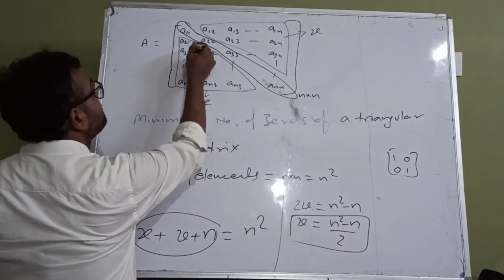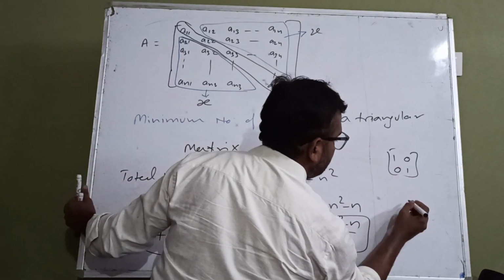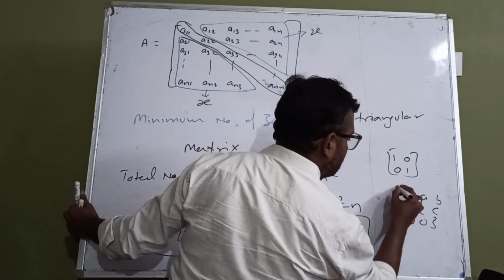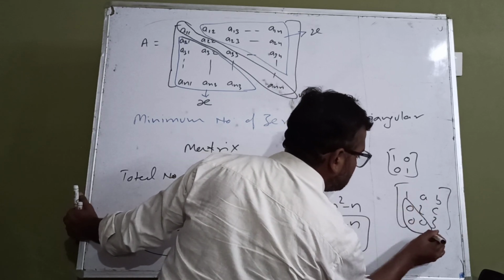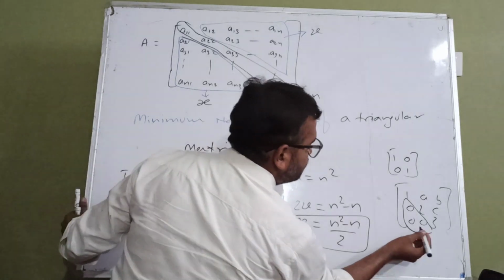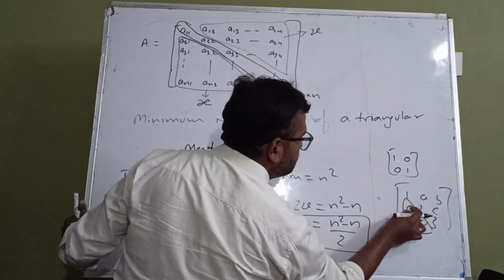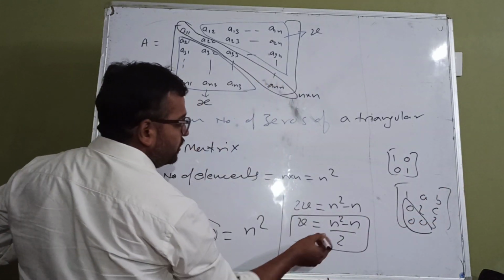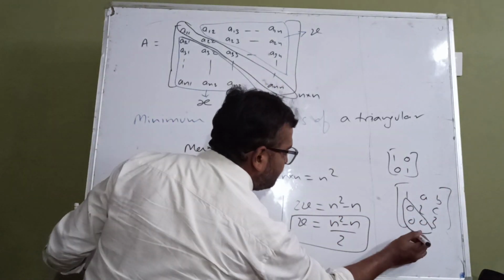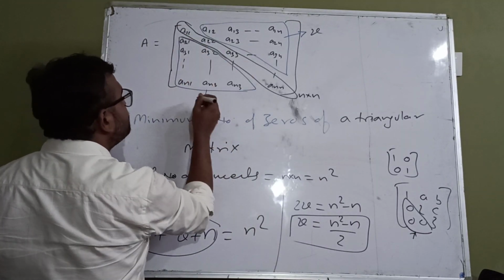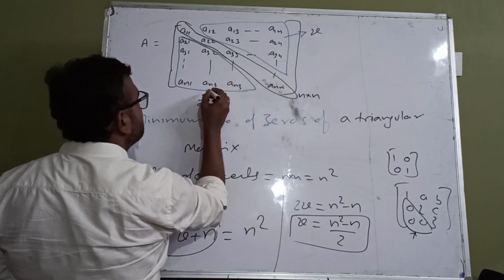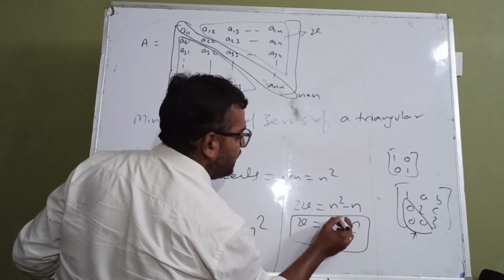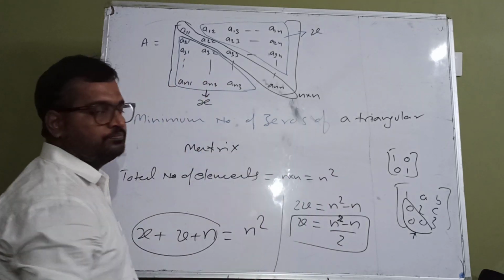What actually is x here? We have discussed what x is. x is this part. So what is the minimum number of zeros so that this square matrix will turn into a triangular matrix? Here 3 is there. So the minimum number of zeros is equal to this x. And what is the value of x? x is equal to n square minus n by 2.